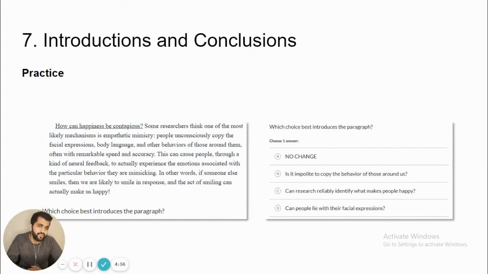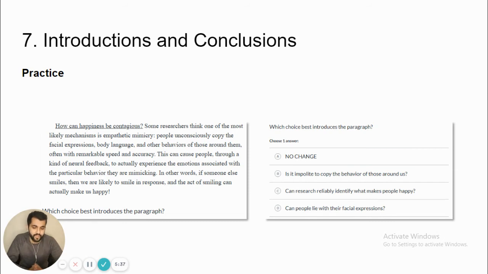If you look at the body of the passage, politeness or decorum of social settings is not discussed. So we can ignore this. Number C, can research reliably identify what makes people happy? This is a bit close, but let's look forward. D, can people lie with their facial expressions? Now, this idea has not been covered at all. If we compare A and C, A is how can happiness be contagious, and C is can research reliably identify what makes people happy.